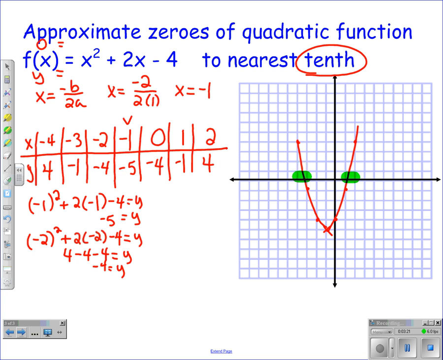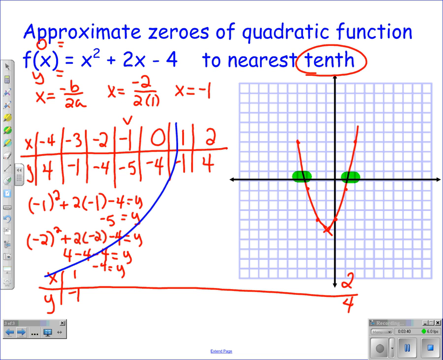Well, we want to go to the nearest tenth. So we're going to make ourselves another xy table. This one's kind of long, so I'm going to put it down here. I'll put 1 in and negative 1. And I'm going to put the 2 and the 4 on the other side. What I am doing here is looking at this section of my number line between 1 and 2. So I'm starting to put in some numbers like 1.1, 1.2, 1.3, 1.4, 1.5, 1.6, 1.7, 1.8, and 1.9.